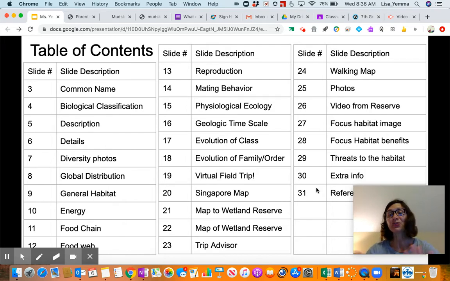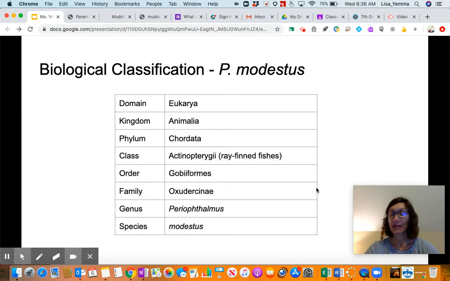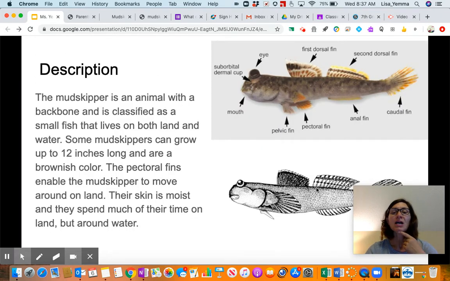I tell you, it feels so good to have so much work done and for it to not have felt exhausting and overwhelming because we've been doing it a little bit at a time. Common name, Mudskipper picture. Biological classification. I've given you feedback on most of your work, so make sure if I gave you feedback on this, you fixed the biological classification. The description, just a general description of your organism. Here's the general description of my Mudskipper.